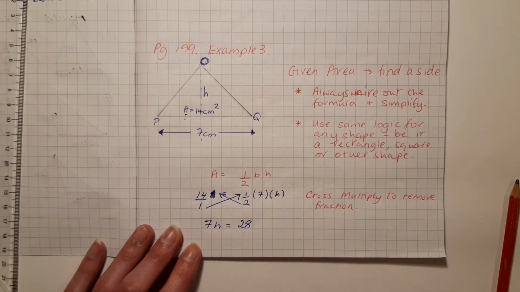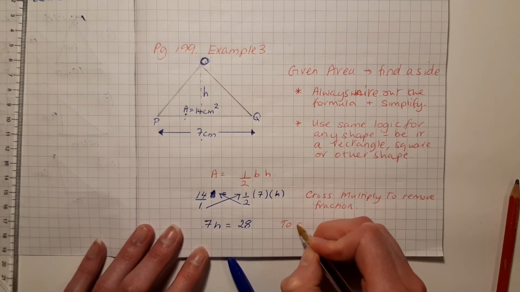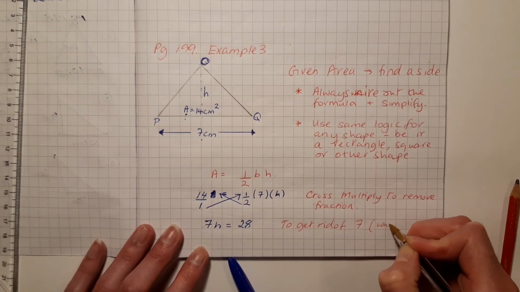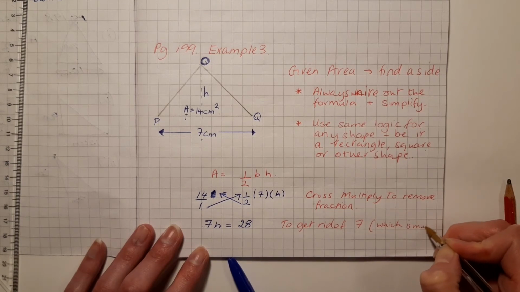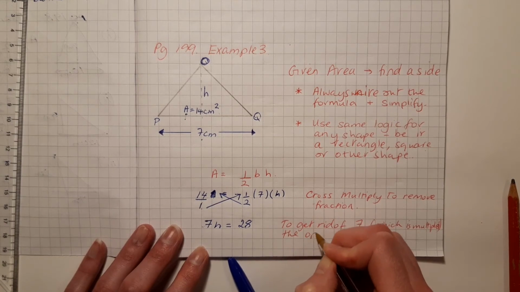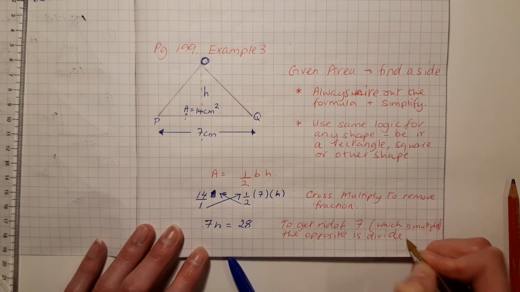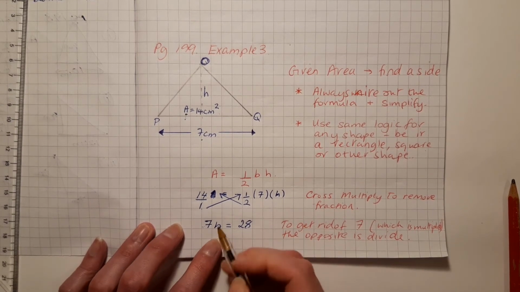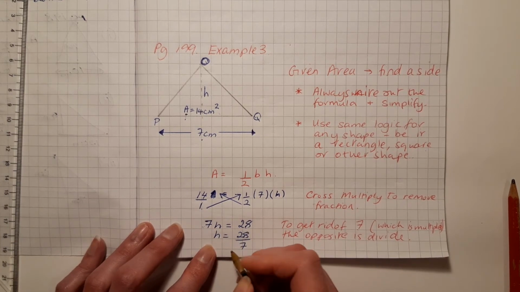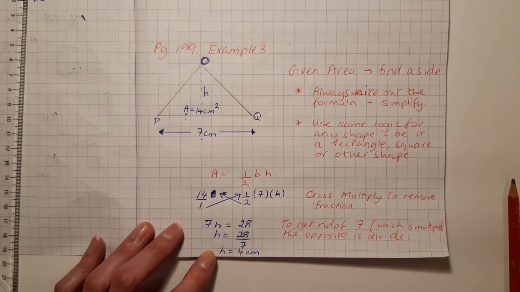These two items have been multiplied. The opposite to multiply is divide. So to get rid of the 7, which has been multiplied, the opposite is divide. Okay, so to get the value of h, 28 divided by 7 is 4. So the height of this question is 4 centimeters.